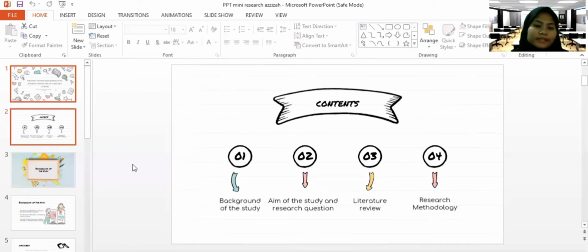Okay, all right. These are the contents of my presentation today. The first is the background of the study. In this section, I would like to explain the reasons why I conducted this study. The second is the aims of the study and research questions. The third is the literature review about mind mapping and teaching writing using technology. And the last, I would like to explain the research methodology.